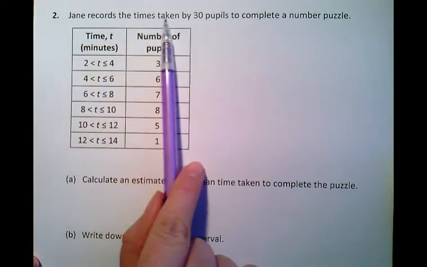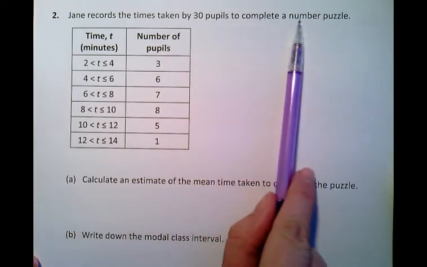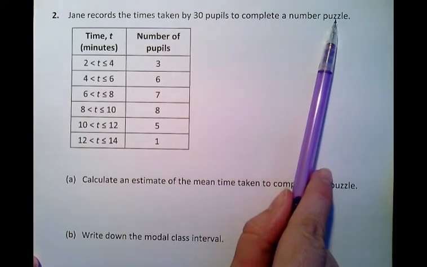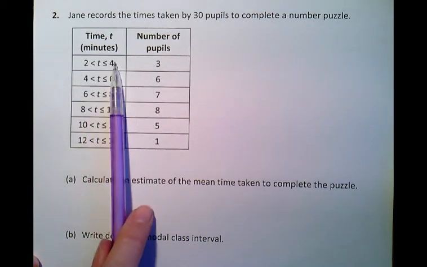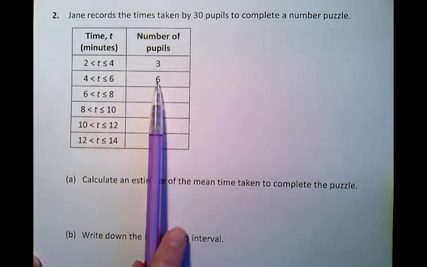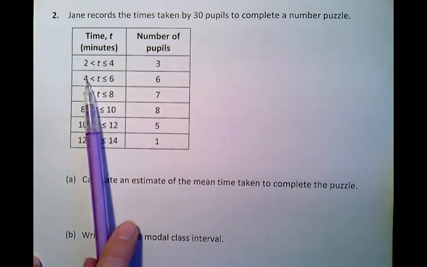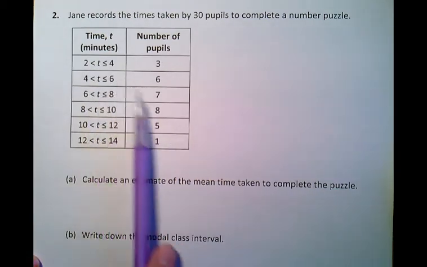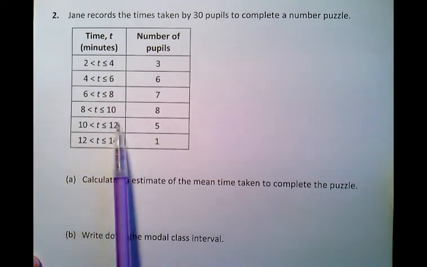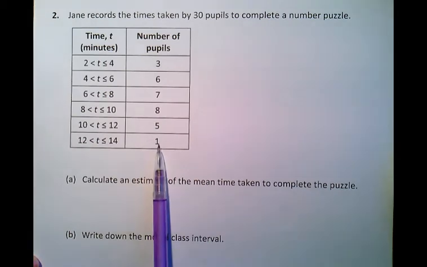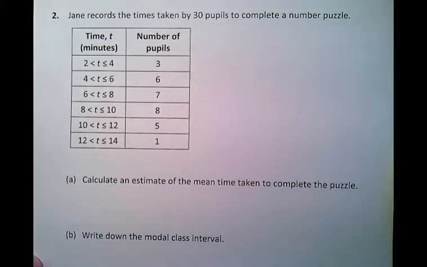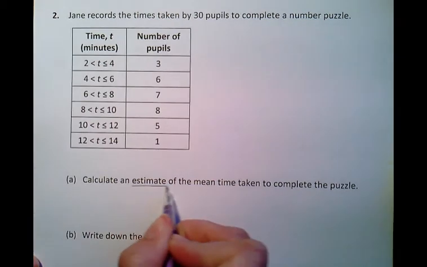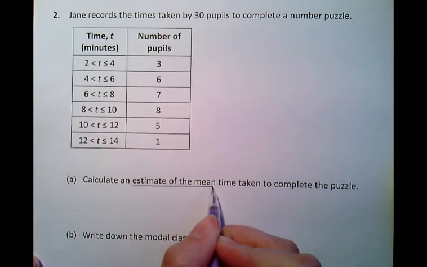Jane records the times taken by 30 pupils to complete a number puzzle. So there were 3 pupils who completed it within 2 and 4 minutes. Then there were 6 pupils that completed it between 4 and 6, 7 between 6 and 8, 8 between 8 and 10, 5 between 10 and 12, and then there was 1 person who took between 12 and 14 minutes to complete it. Calculate an estimate of the mean time taken to complete the puzzle.